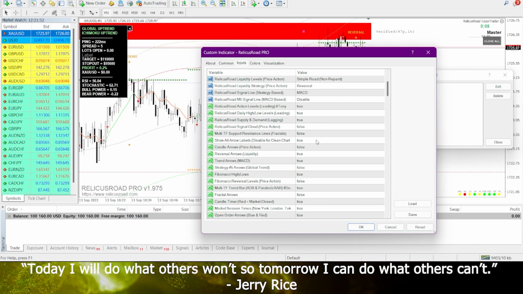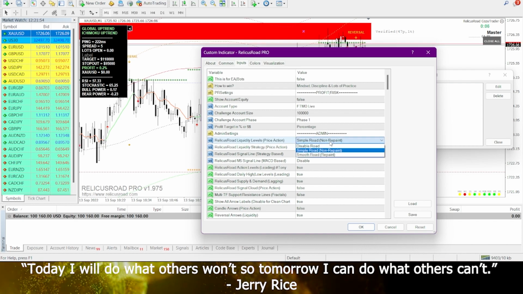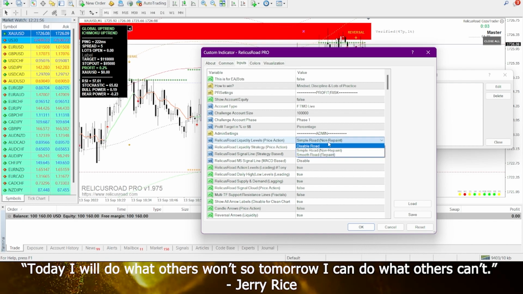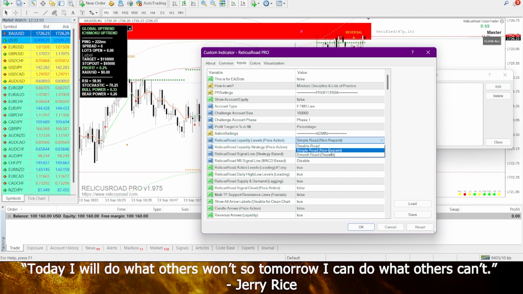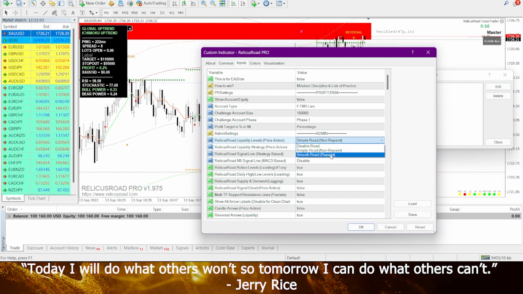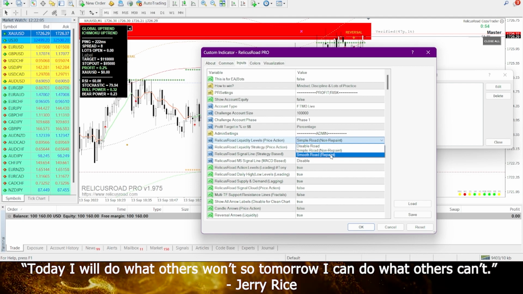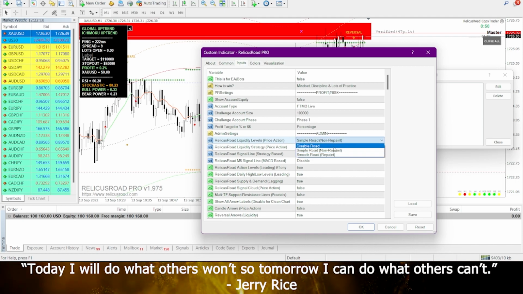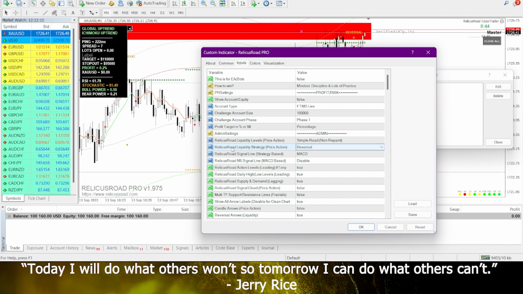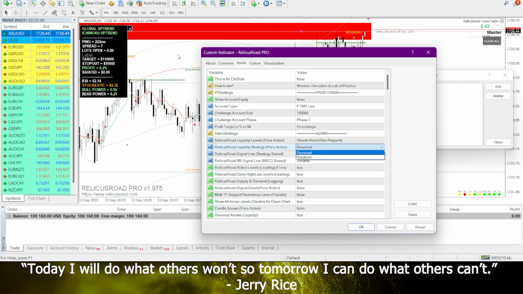Regardless, now we have other features. So this is road: simple, smooth, or disabled. You can use the non-repaint for building your strategies. Smooth is to see where the direction of the market is going. So this is repaint, this is non-repaint. This is by default, or you can disable the road if you're not using it. We have the liquidity strategy, so the road strategy.